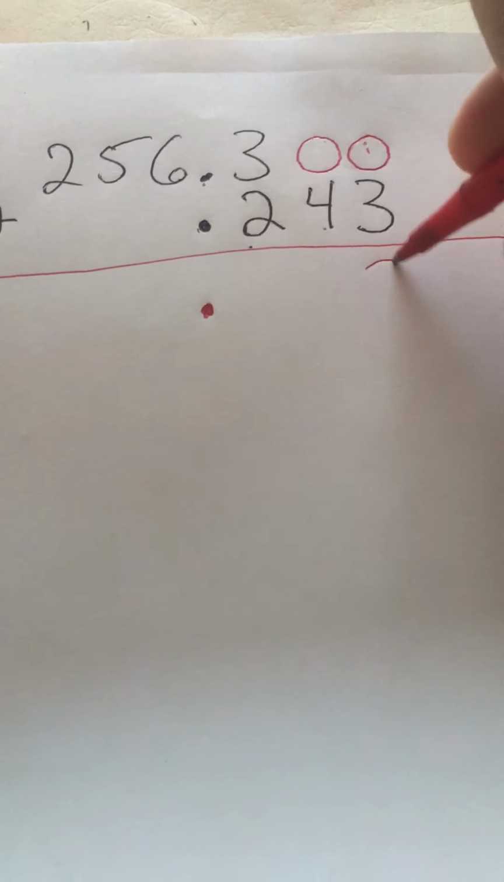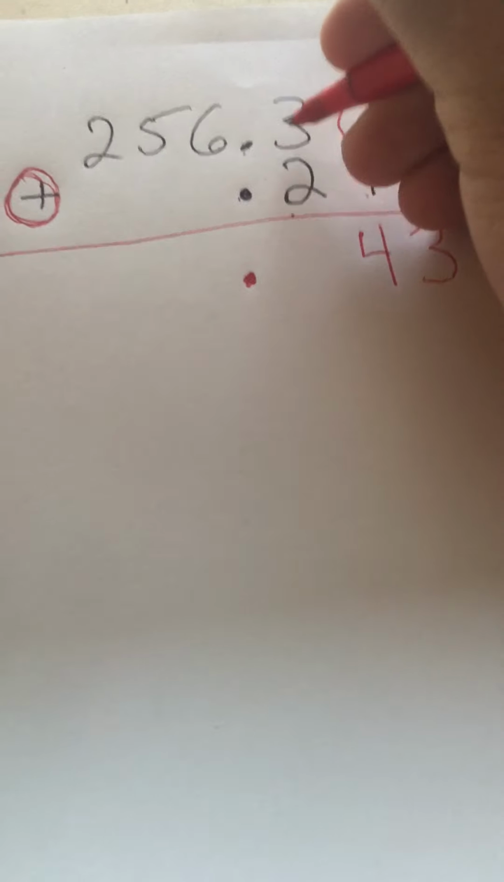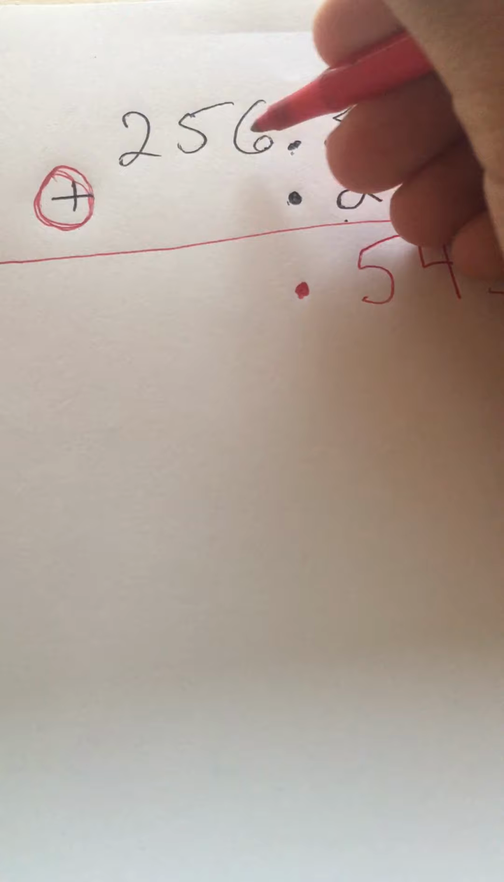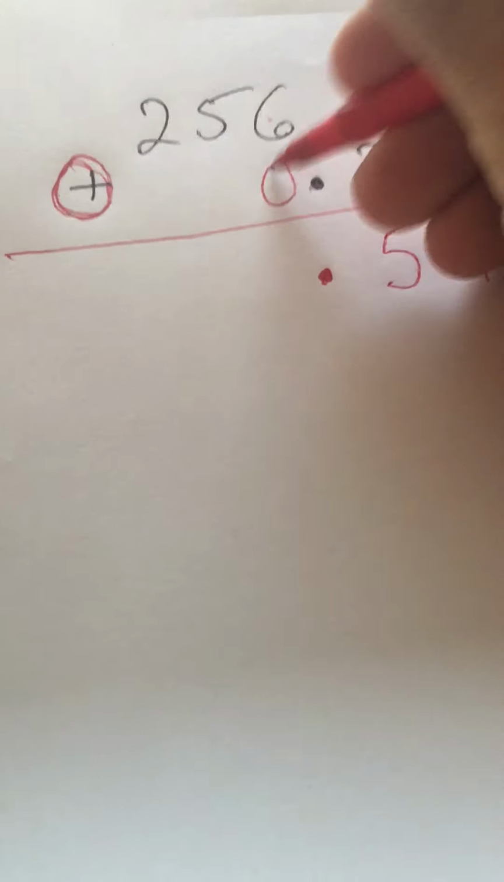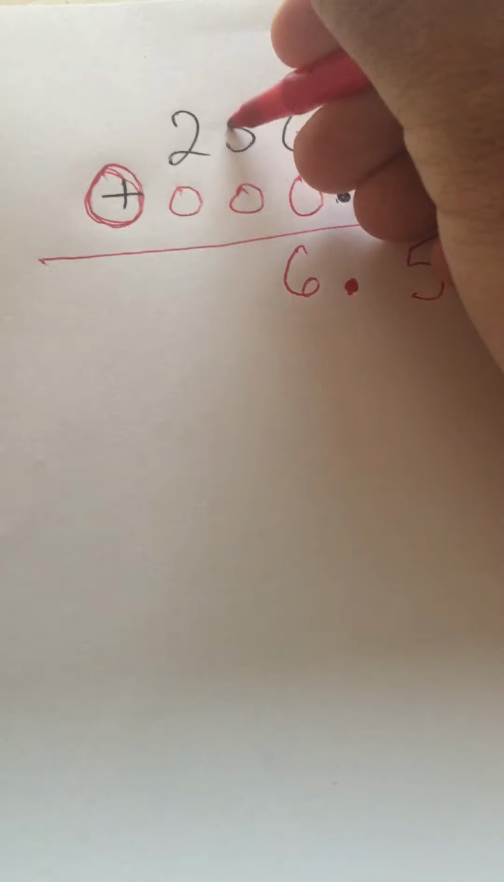So 0 plus 3 is 3. Make sure you're careful that we're adding for this one to find the sum. 0 plus 4 is 4. 3 plus 2 is 5. Then we have our decimal point there. So far we have 543 thousandths. 6 plus 0, we can put a 0 here if we need to hold those places. 6 plus 0 is 6. 5 plus 0 is 5 tenths. And 2 plus 0 is 2 hundredths.